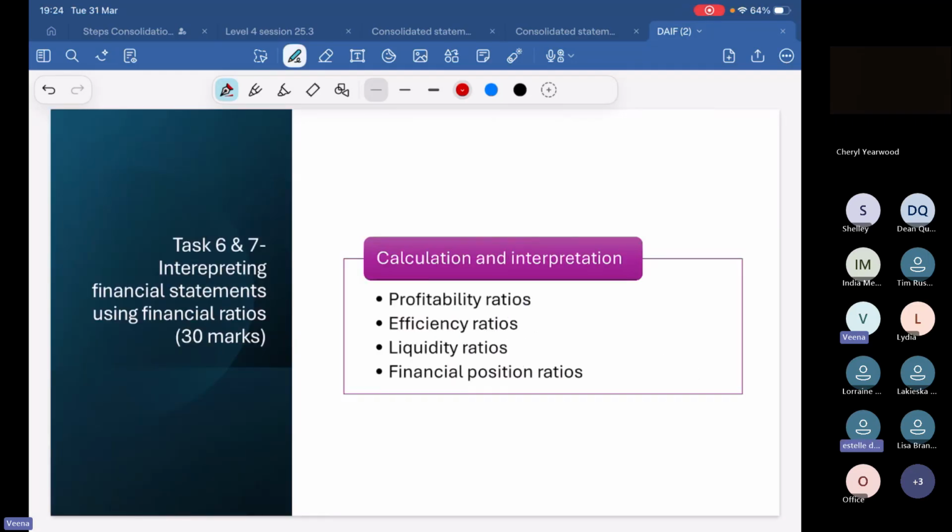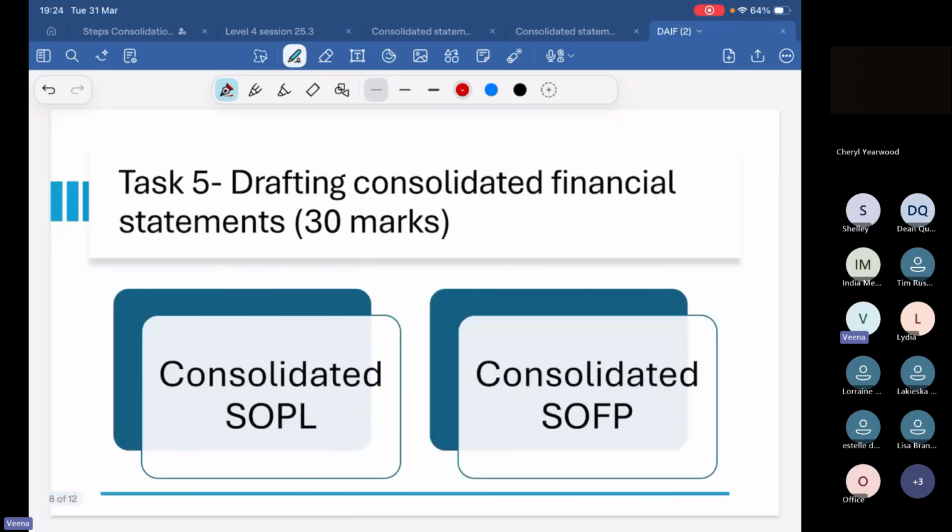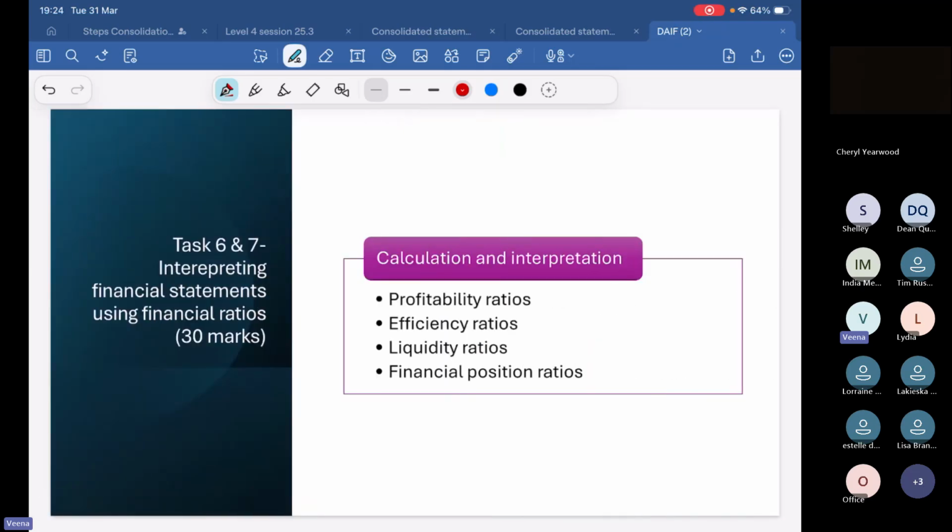Tasks 6 and 7, interpreting using financial ratios, are 30 marks each. Tasks 6 and 7 put together are calculation and interpretation. So what are the different ratios? You'll have to learn them. They are the profitability ratios, efficiency ratios, liquidity ratios, and financial position ratios. All these ratios have to be learned by heart. Unfortunately, you'll have to remember them. But they follow a trend.